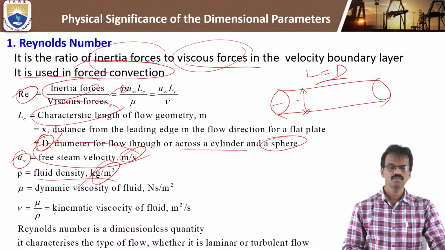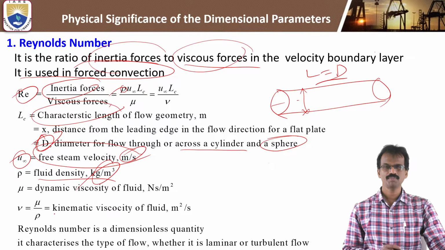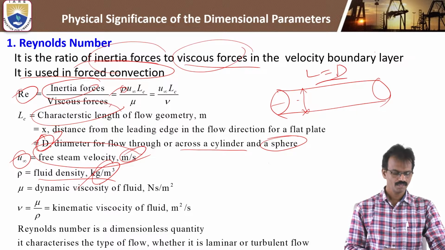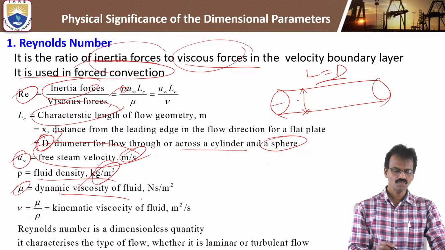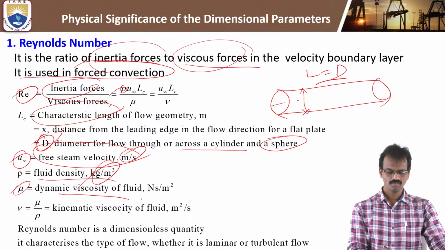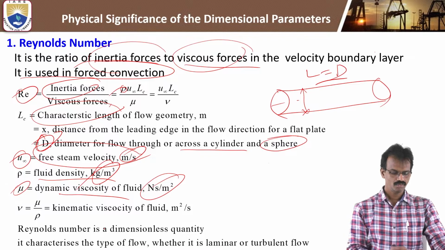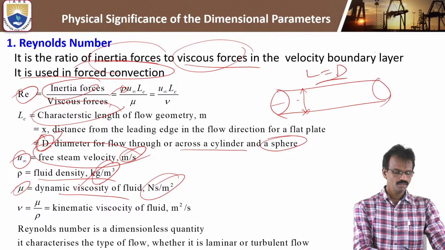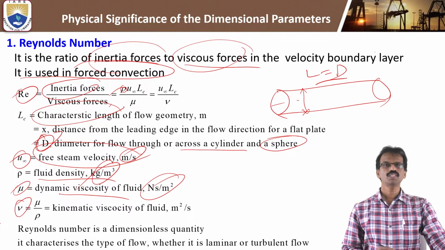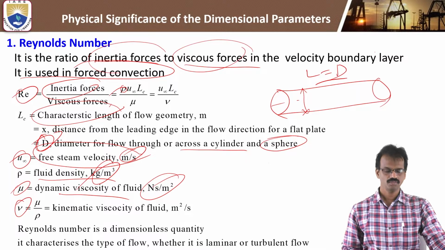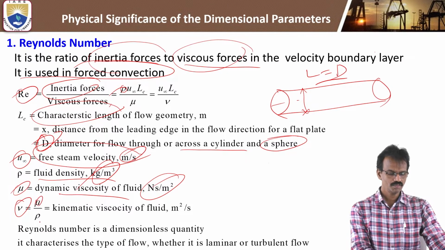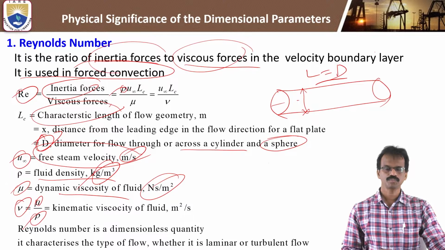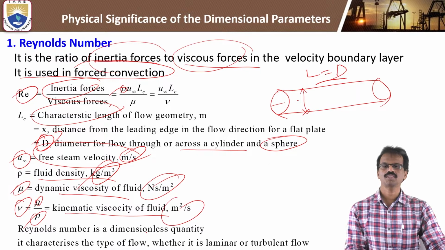Density is mass per volume, in kg per meter cube. Mu is the dynamic viscosity, with units of Newton second per meter square. So all are SI units. Nu is the kinematic viscosity, equal to dynamic viscosity divided by density, so the kinematic viscosity of the fluid has units of meter square per second.